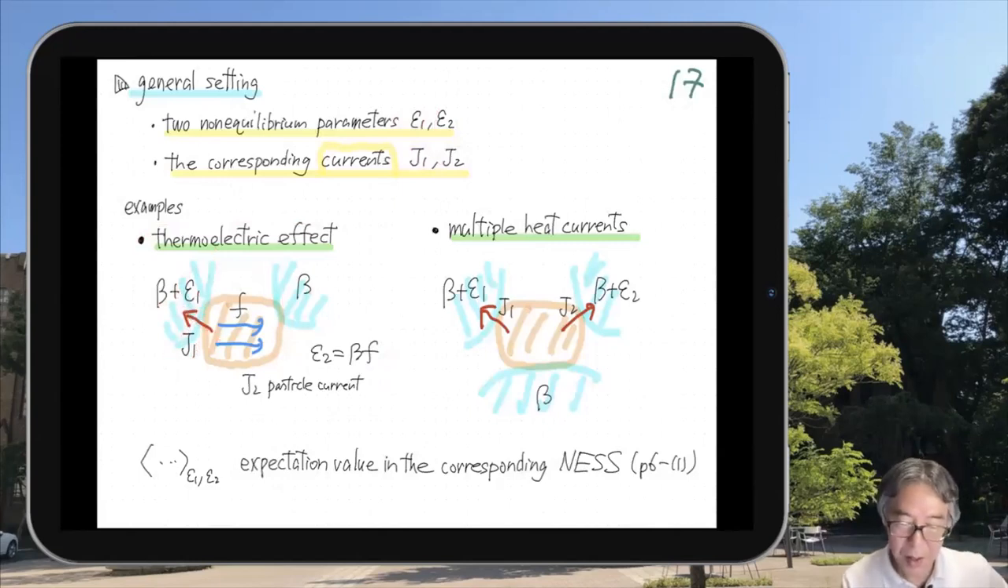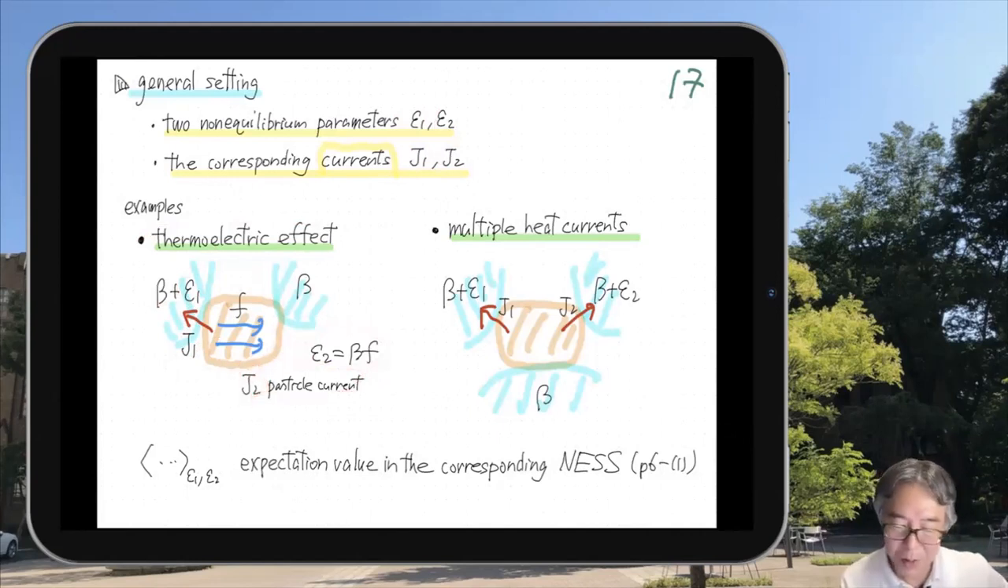Okay, and the other non-equilibrium parameter is that for non-conservative force. So we have to impose periodic boundary conditions. I don't know how to do that, but anyway, suppose that it was possible. And then this second non-equilibrium parameter is this. Okay, and the corresponding current is the particle current.